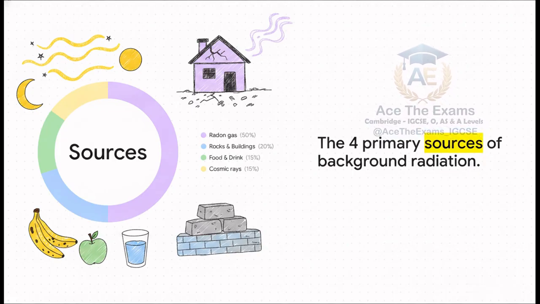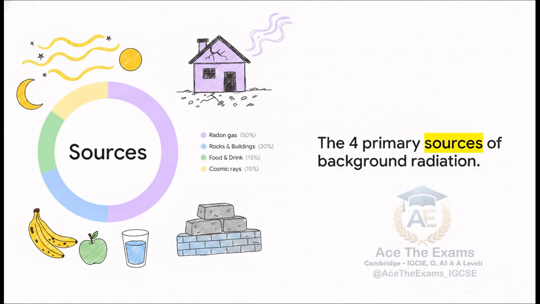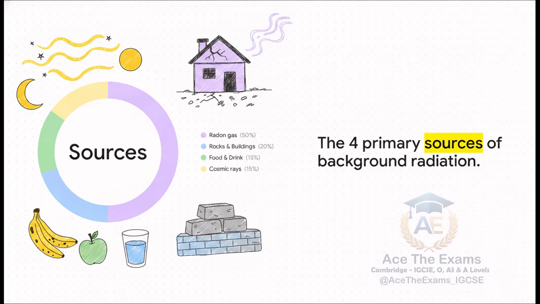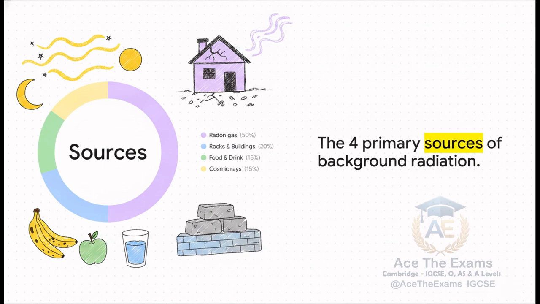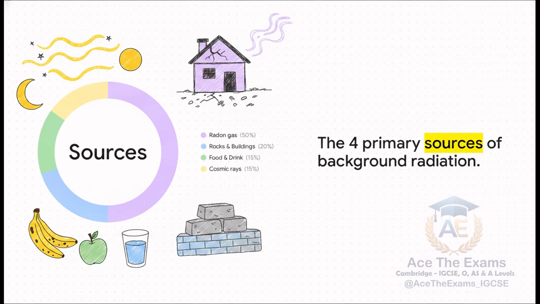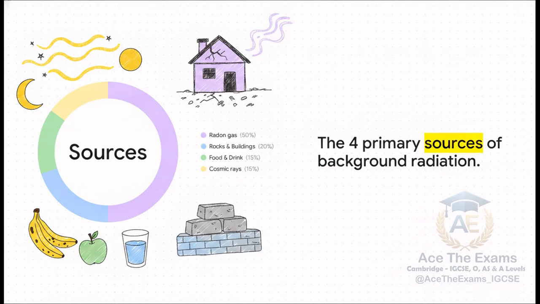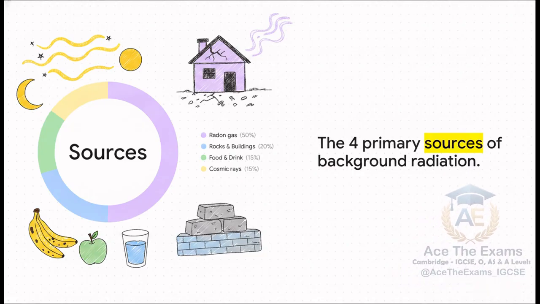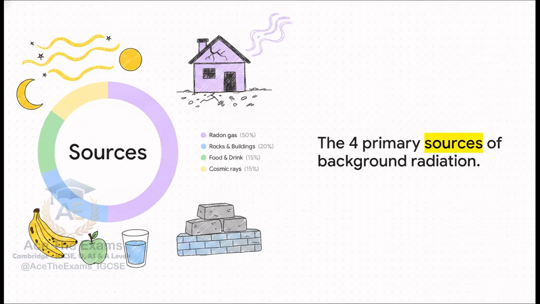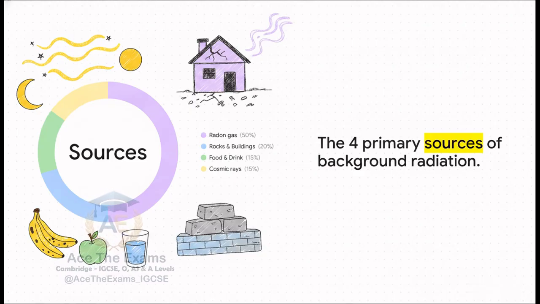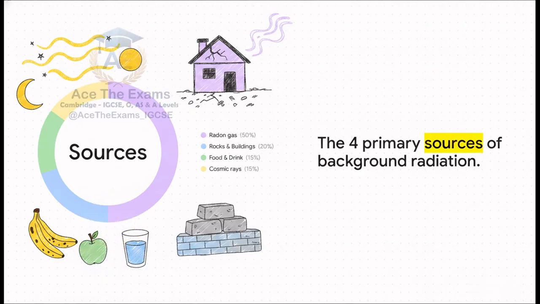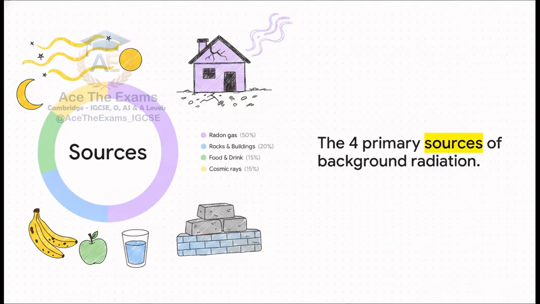Next, we have rocks and buildings. Materials like granite naturally contain radioactive isotopes, so that fancy kitchen countertop, yep, slightly radioactive. Then we have food and drink. Yes, the actual food you consume, like bananas, contains naturally occurring radioactive isotopes such as potassium-40. Finally, we have cosmic rays. This is high-energy radiation pouring in from the sun and deep space that constantly collides with our atmosphere. If an exam question asks you to identify natural sources contributing to a detector's base reading, this is your definitive go-to checklist. Lock these 4 in your memory right now: radon gas, rocks, food, and cosmic rays.